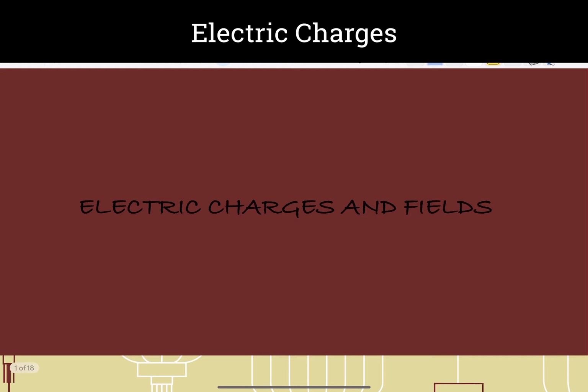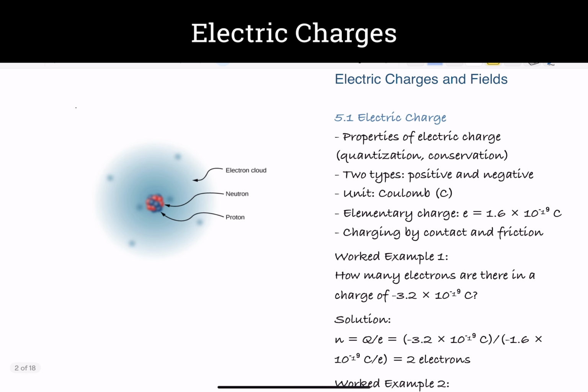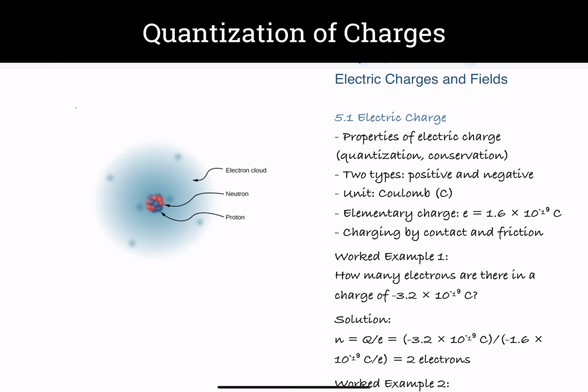So let's get started. We'll first talk about the two most important properties of electric charge, which are quantization and conservation. Now, quantization of charge means it comes in discrete amounts. All charges in nature are multiples of the charge of the electron. It's important to know the charge of the electron. It is 1.6 times 10 to the power negative 19 Coulomb.